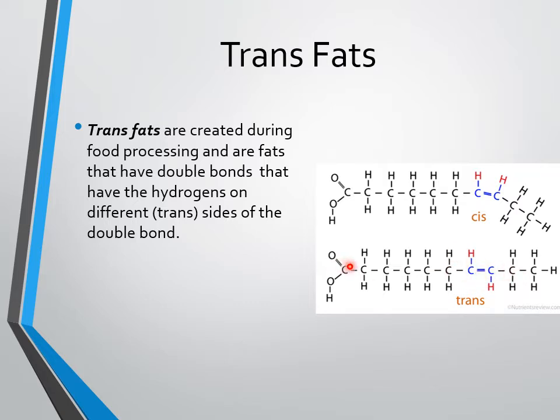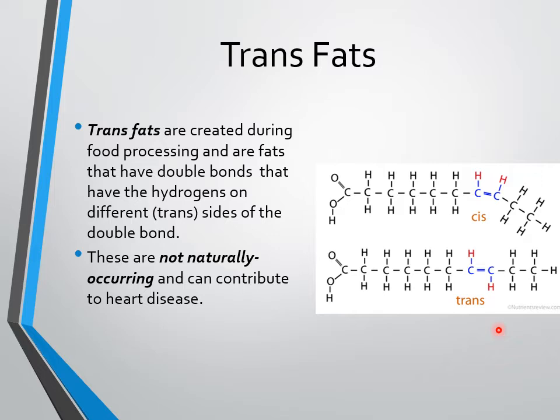In our fatty acid chain, we have hydrogens on either end of our fatty acid chain. These are not naturally occurring, and they can contribute to heart disease as well, because remember, we want these crooks in there so it can bundle up so we can get through the arteries better. With this being straight, I'm sure we still have the same number of hydrogens, but it's still straight and it can get stuck.